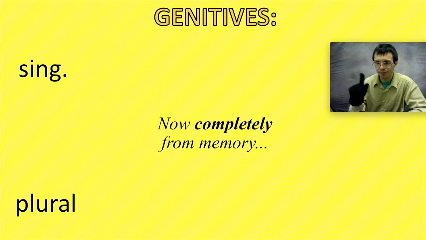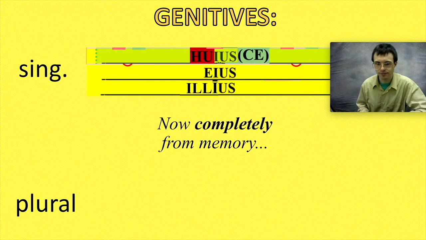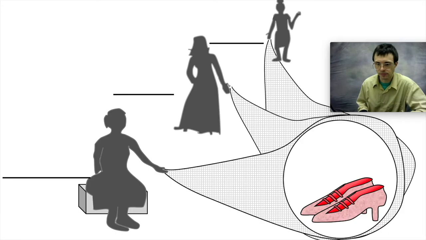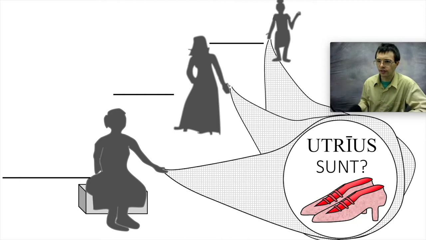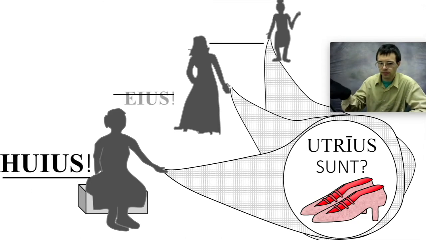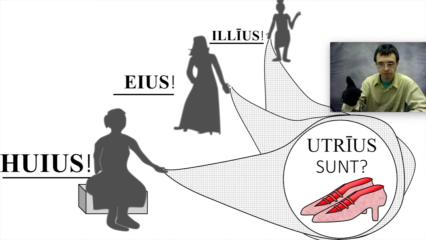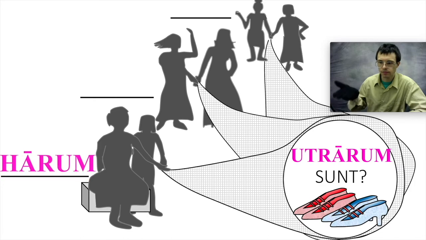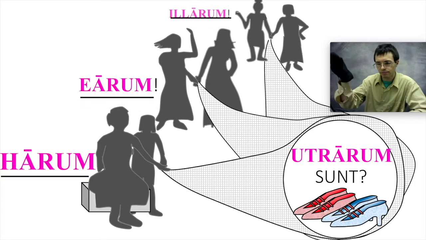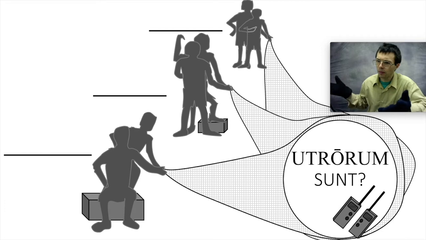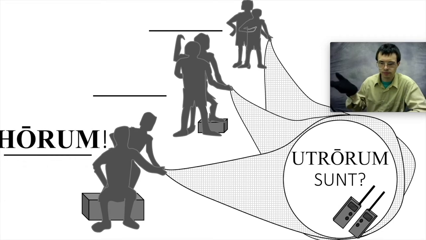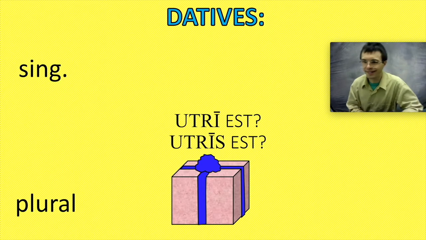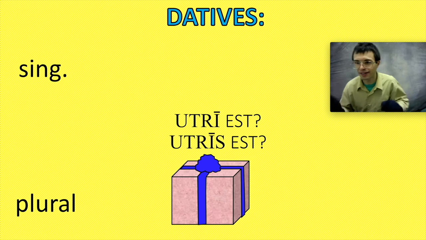All right, now completely from memory, I'm just going to ask the question. Remember, this is what you can answer, and in the plurals, that. Utrius est. Utrarum sunt. Utrorum sunt. All right, that was easy, wasn't it? This will be even easier.